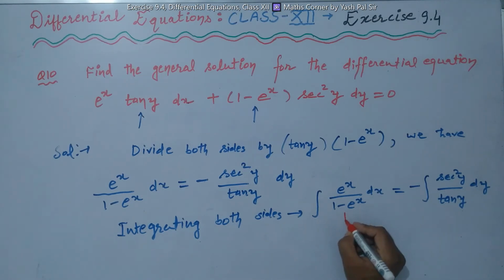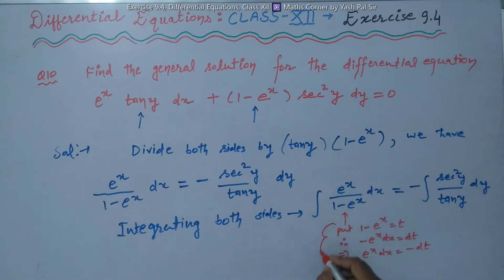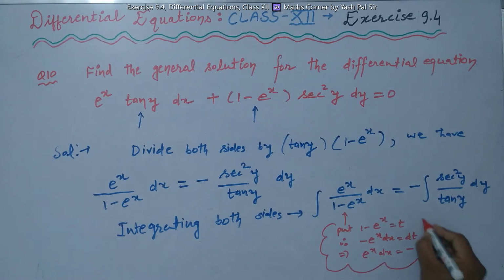Now first of all, put 1 minus e power x is equal to t. Therefore next step is derivative. Minus e power x into dx is equal to dt. That means e power x into dx is equal to minus dt in the left hand side.